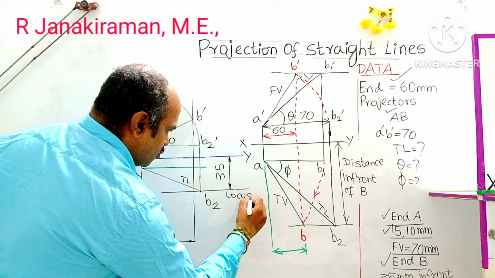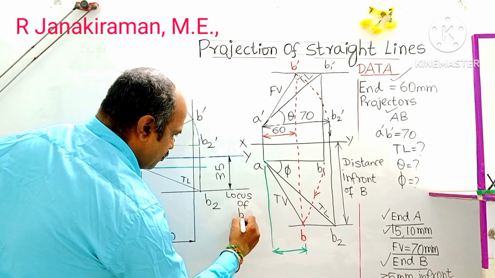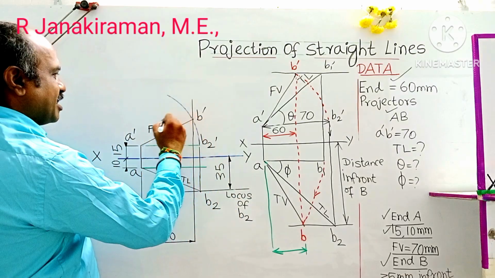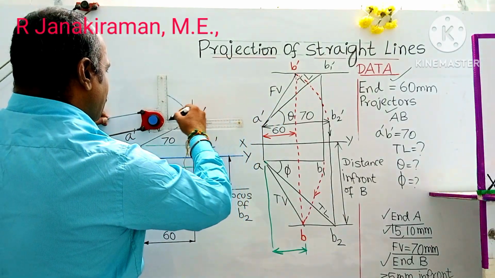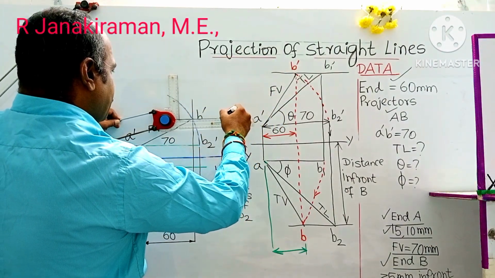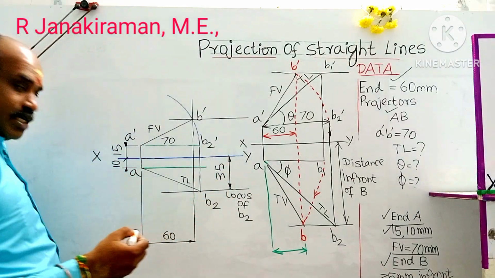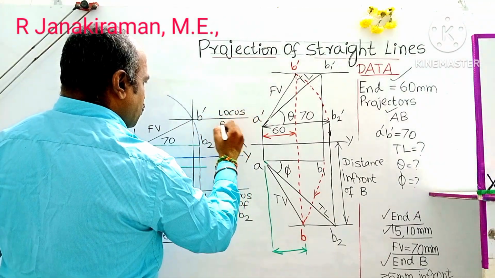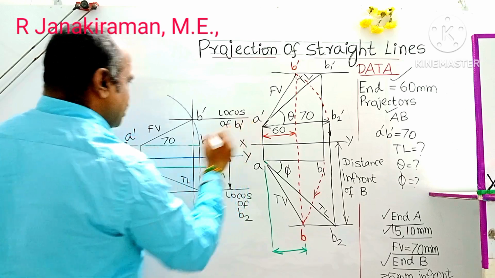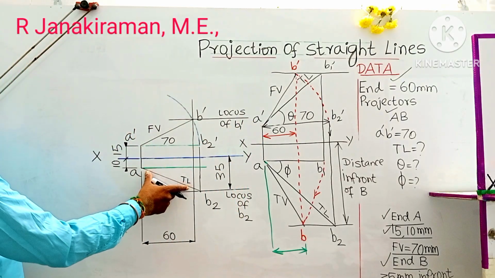Locus of B2. Similarly, this is the horizontal line passing through B dash. If you draw a horizontal line, that becomes the locus of B dash in the front view. The horizontal line is the locus line, the locus of B1 dash. Okay, so this is the true length.